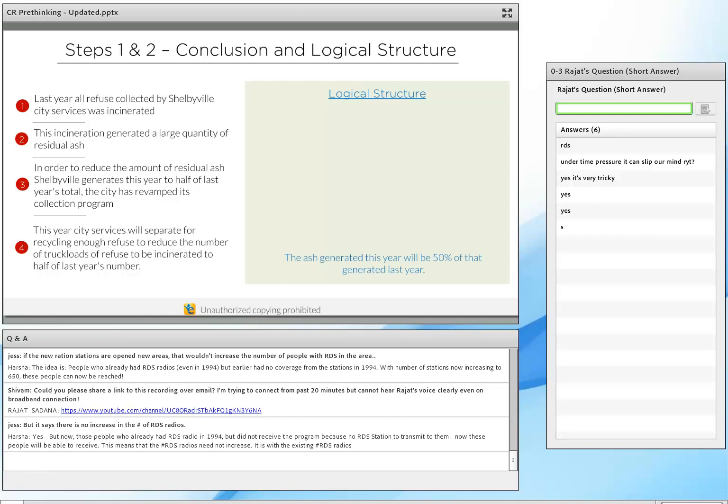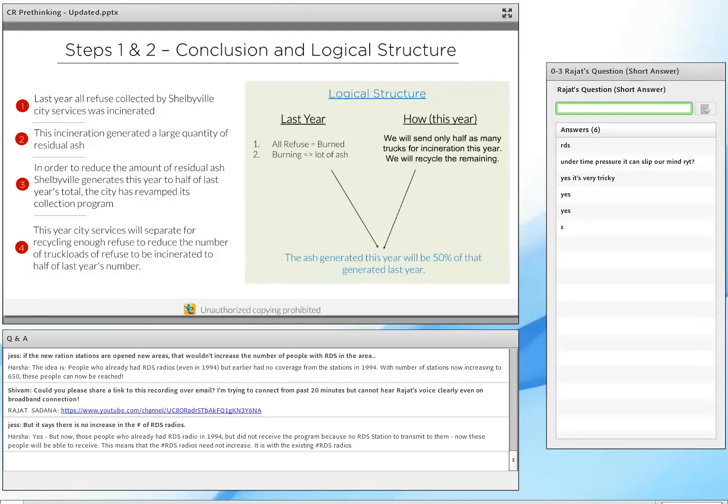So, my falsification question, or my logical structure first. What's my conclusion? The ash generated this year will be half of what was generated last year. Why or how? We'll send only half as many trucks and we'll recycle everything else. Last year, everything was burned and burning generated a lot of ash.